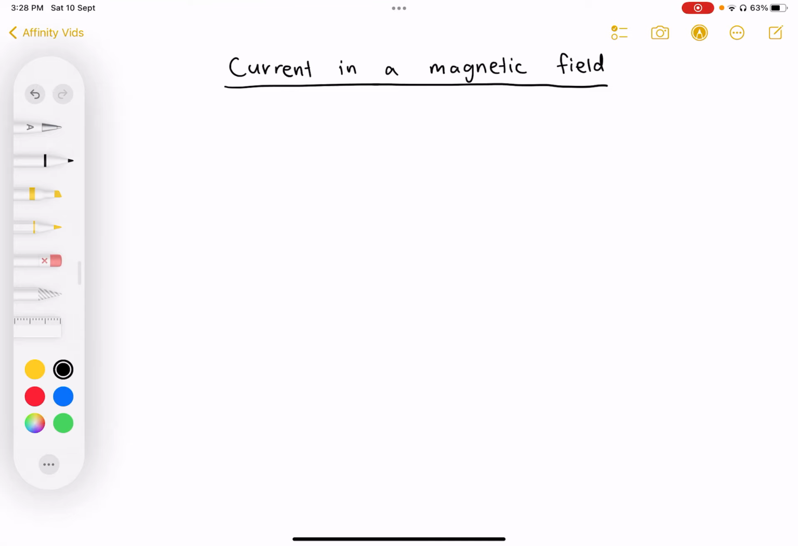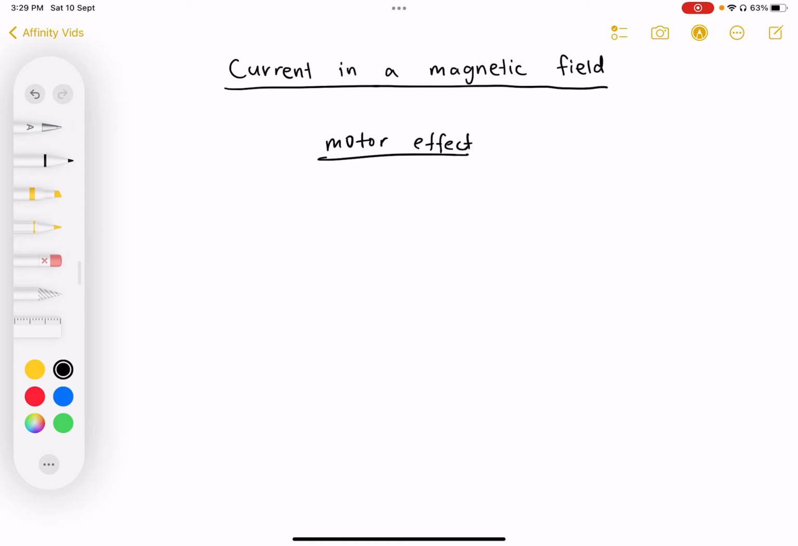Hello. So today we're going to be talking about currents in a magnetic field and what happens to them. The first thing we need to know is that there'll be a field interaction when a current interacts with a permanent magnet, and this is going to induce a force. We call this force the motor effect. And this is going to be quite important.